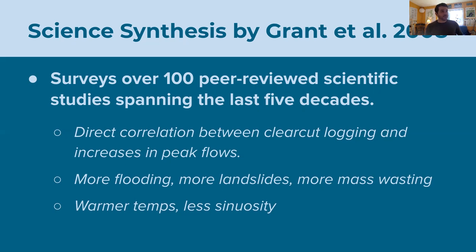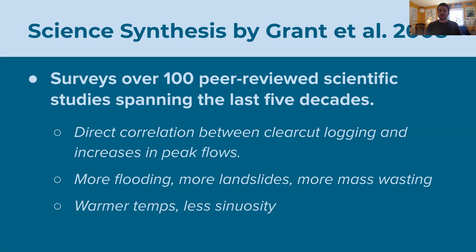No surprise, industrial logging contributes to increases in peak flows. Peak flow is basically the opposite of summer stream flow. Summer stream flow is when the water is lowest, and peak flows are when the water is highest. So these are when flood events happen. This is when landslides and mass wasting happen.